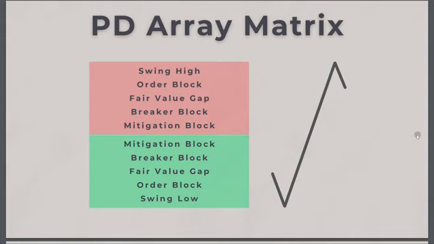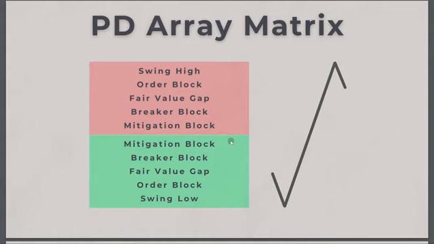So the PD array matrix: when looking at any price action leg or a range that has a low and a high, this is now a range. Any of those ranges on any time frame will include some or maybe all of those PD arrays. You see, at the low, this is a swing low. Now, first of all, PD equals premium and discount. So 50% on this range, below is discount, above is premium.